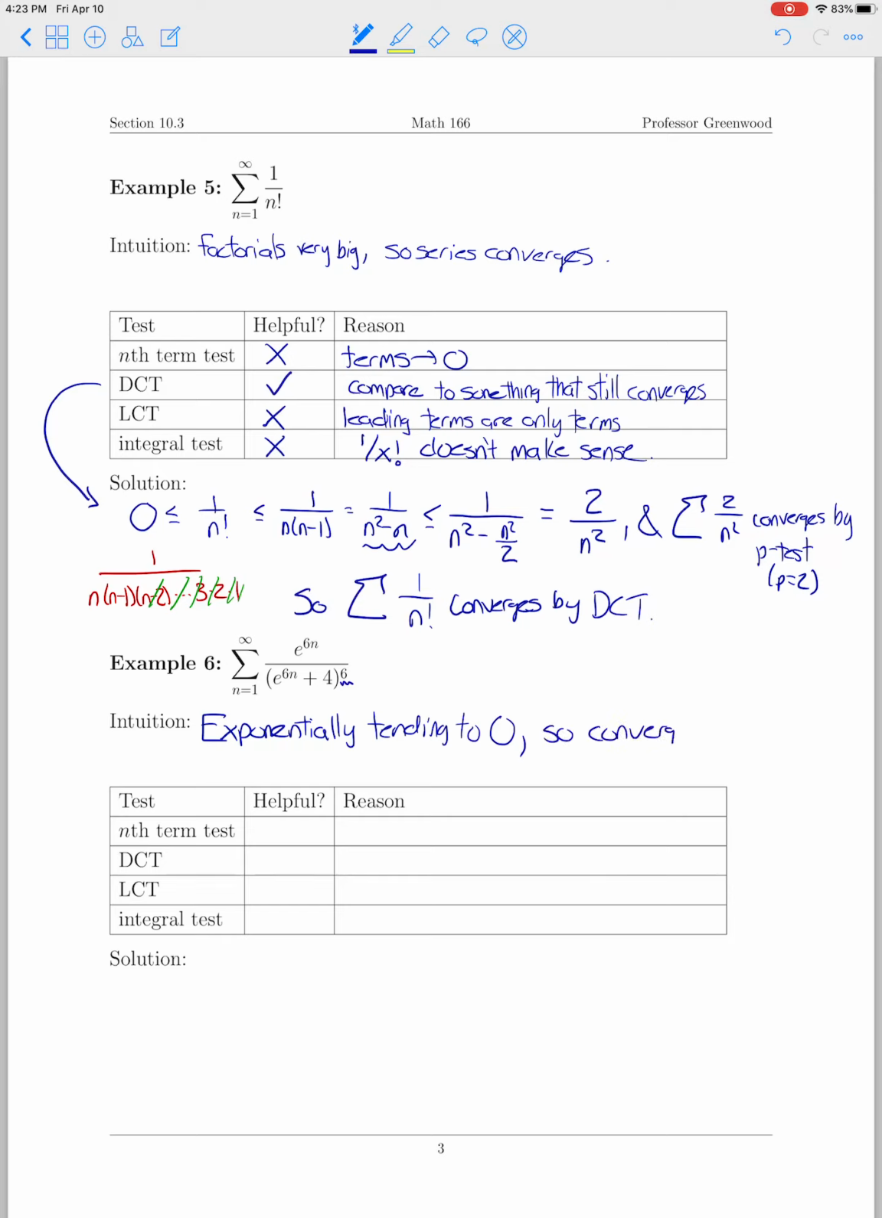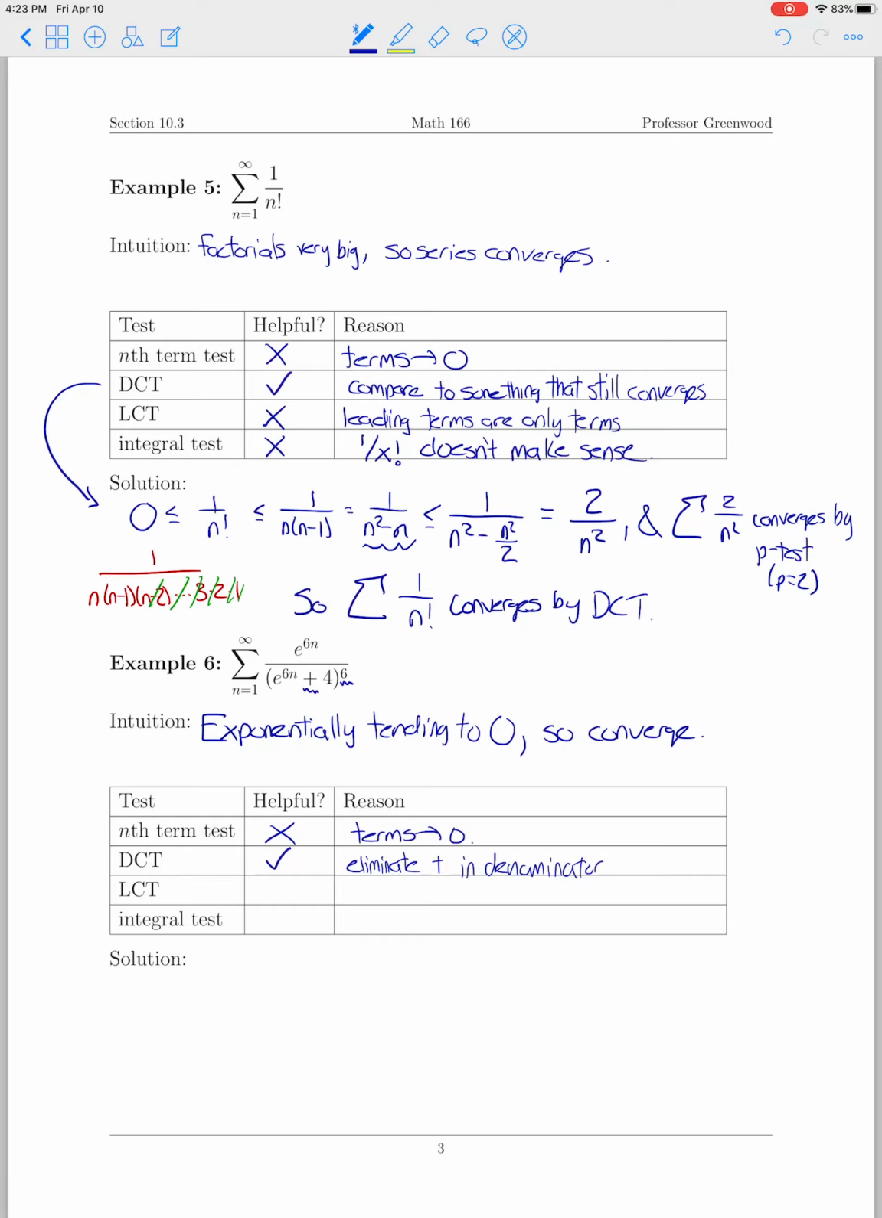And now we have to figure out how to show that. And so the nth term test is not going to be helpful again because the terms go to 0. The direct comparison test in this case will be helpful, and that's because we have this plus sign right here, which is only making the denominator bigger. And so if we got rid of it, then we would end up with a bigger fraction overall. And that's because we can eliminate the plus in the denominator.